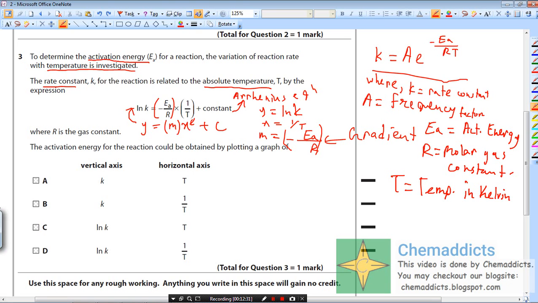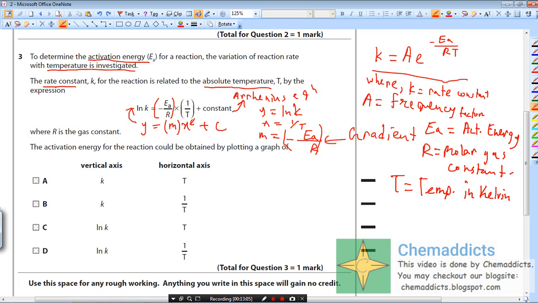So this is the Arrhenius equation where k equals A e to the power minus Ea by RT, where k is the rate constant, A is the frequency factor, Ea is the activation energy, R is the molar gas constant, and T is the temperature in Kelvin. Let us answer this question: the activation energy for the reaction could be obtained by plotting a graph of which one?